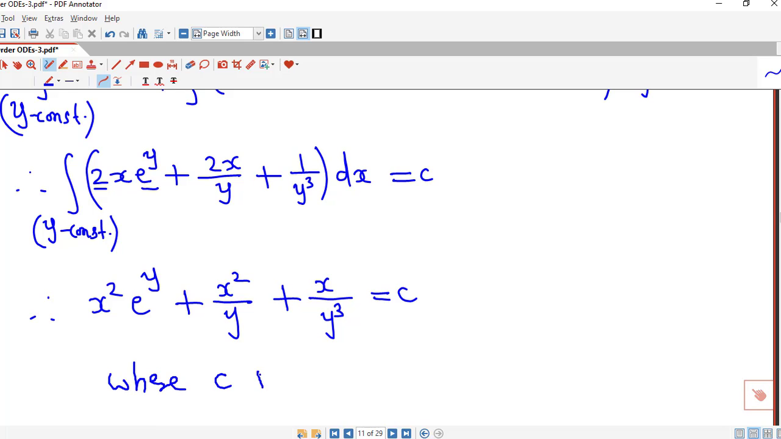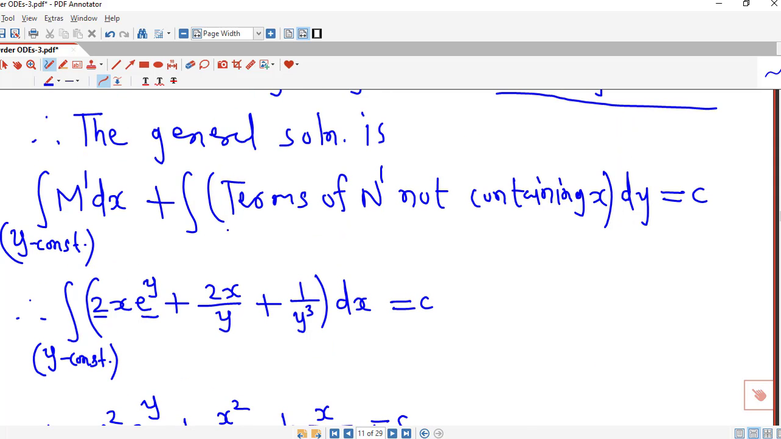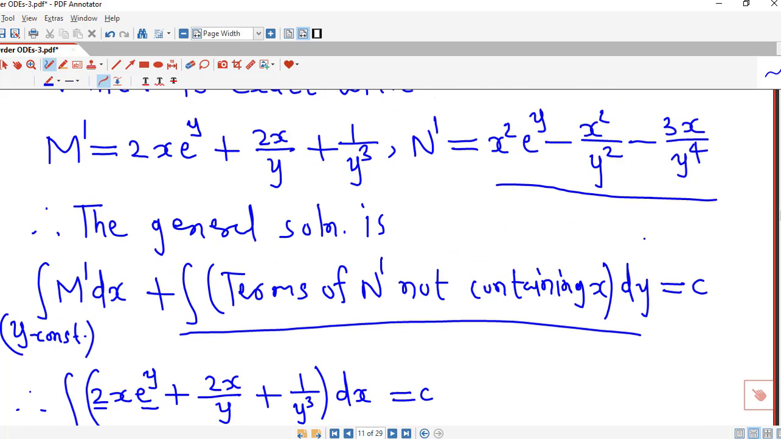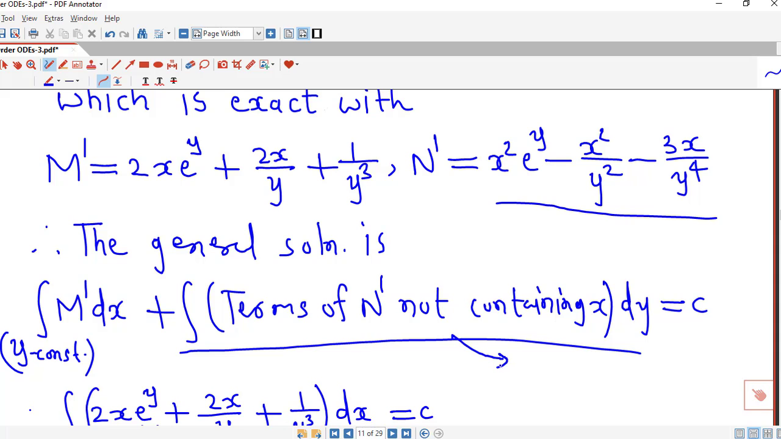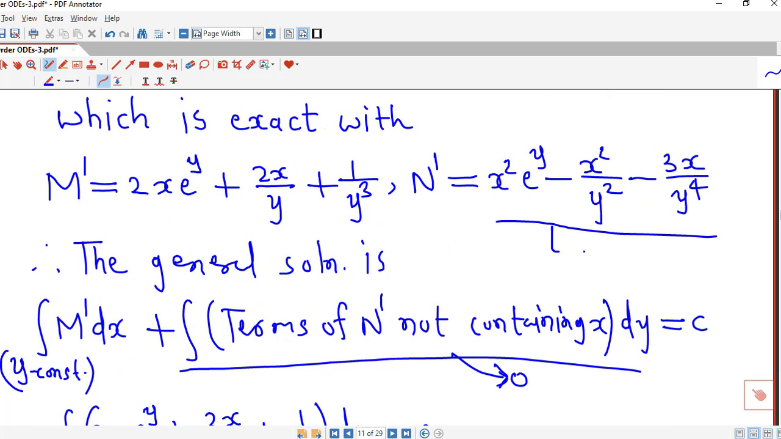So this is the general solution of the given differential equation, which was not exact, but we made it exact by multiplying with the integrating factor. Okay, and here there was no term in N dash which was free from x, so this we have considered as 0, so that we have written it directly. In the next step we have written this directly because this turns out to be 0. In N dash there is no term which is free from x, so the integral of 0 is 0.